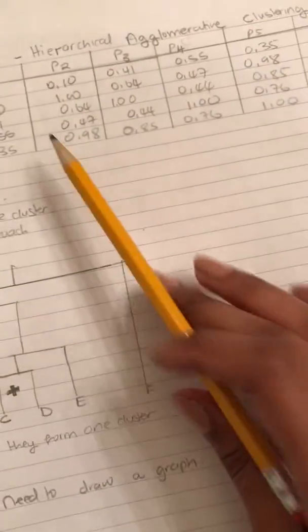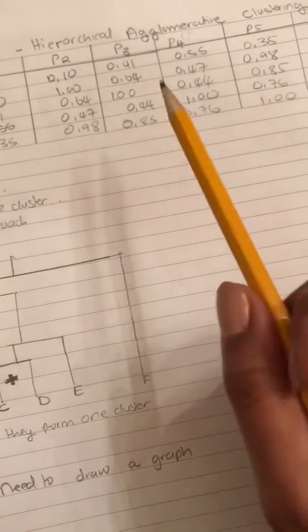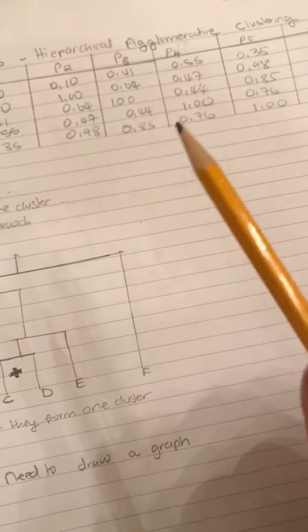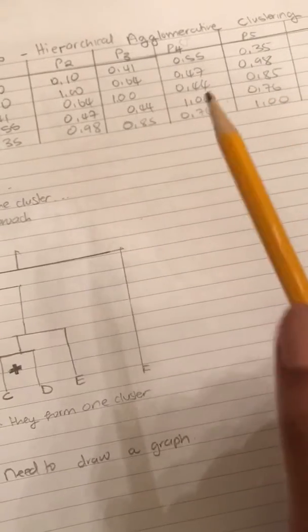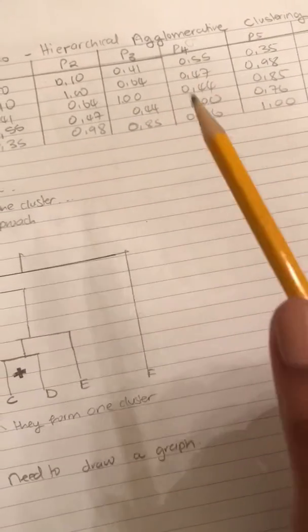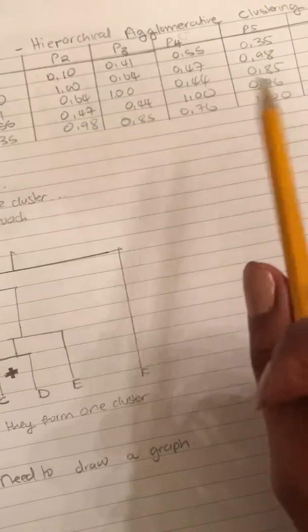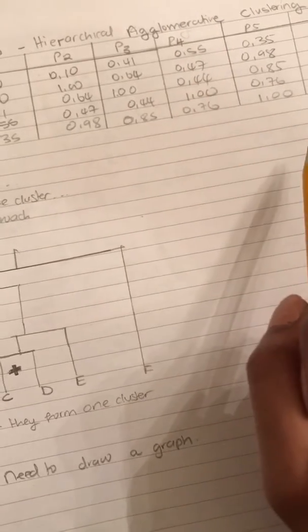So HAC uses three methods. It uses the single nearest points or distance, or single linkage. It uses the furthest distance, or complete linkage, and then it uses the average distance, or average linkage.